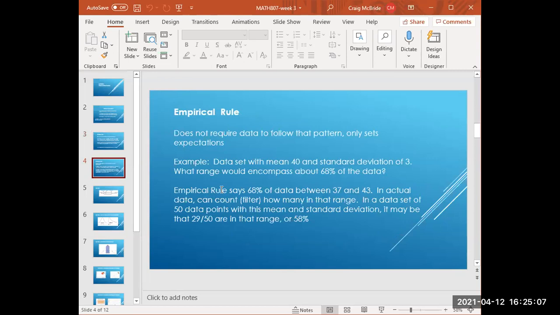Okay, so here's a simple example, right? You've got a data set with a mean of 40 and a standard deviation of 3. So what range would encompass about 68%? Well, we know we just go plus and minus 3, so there's 37 and 43.